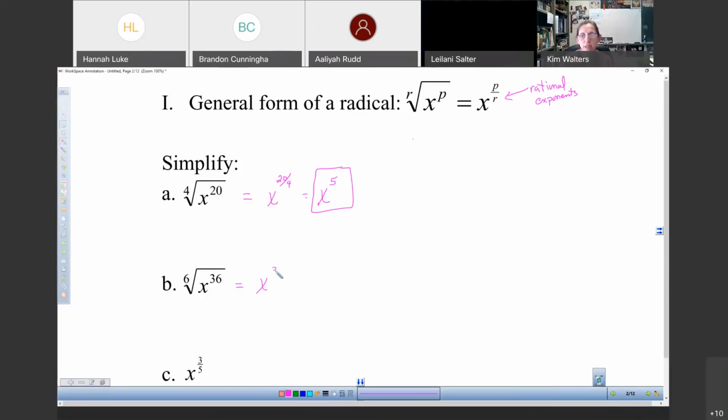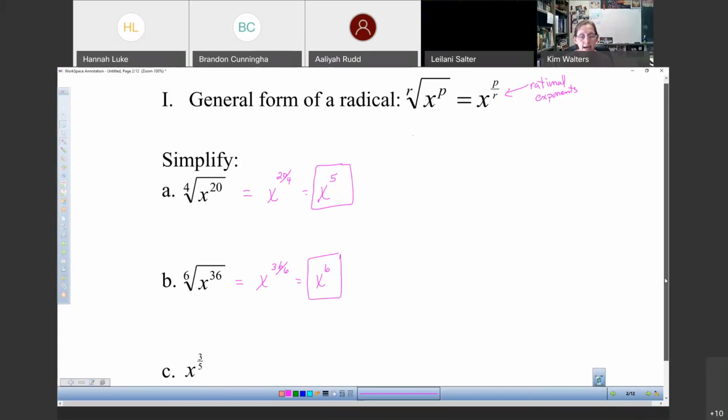Fabulous. So this exponent is going to be 36 over 6. And then I can simplify 36 over 6 to x to the 6th power. Okay, that's it. So we've simplified the 6th root of x to the 36th to become x to the 6th power. So that's much nicer.